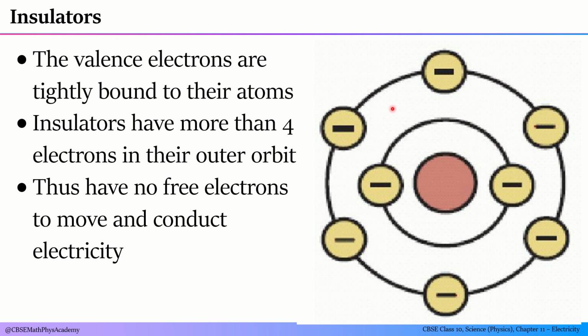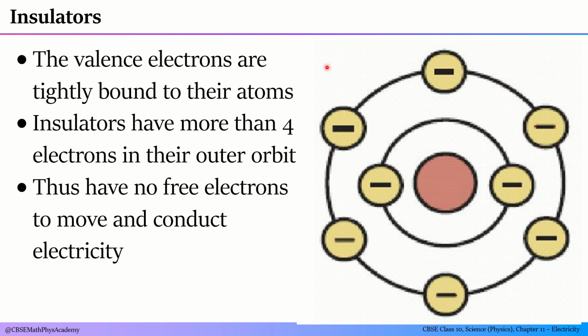In the case of insulators, the most important point is that they have more than 4 electrons in the outermost orbit. So an insulator is any material or substance which has more than 4 electrons in the outermost orbit. In this case, you can see 1, 2, 3, 4, 5, 6. There are 6 electrons, and they are tightly bound, meaning they are held tightly by the attractive force of the protons.